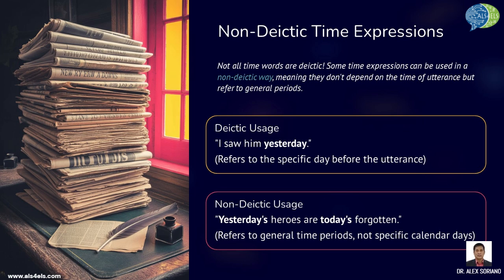It's important to remember that not all words related to time are deictic. Some can be used in a non-deictic way, meaning they don't depend on the specific moment of utterance but instead refer to a general or abstract period. Deictic usage: "I saw him yesterday" is deictic because yesterday refers to the specific day before I spoke that sentence. Non-deictic usage: "Yesterday's heroes are today's forgotten" is non-deictic. Here, yesterday doesn't mean a specific day on a calendar. It means a general time period in the past.